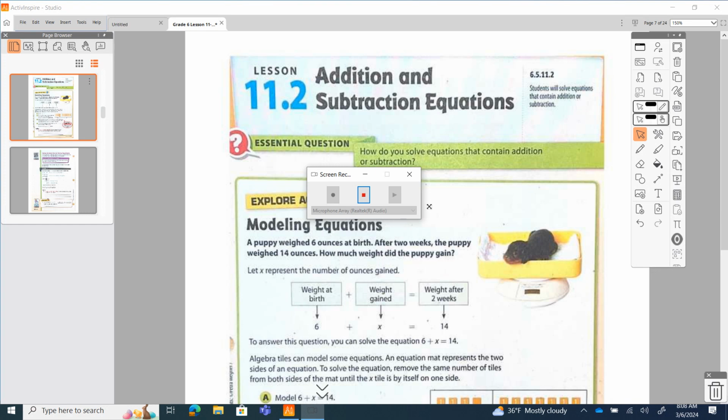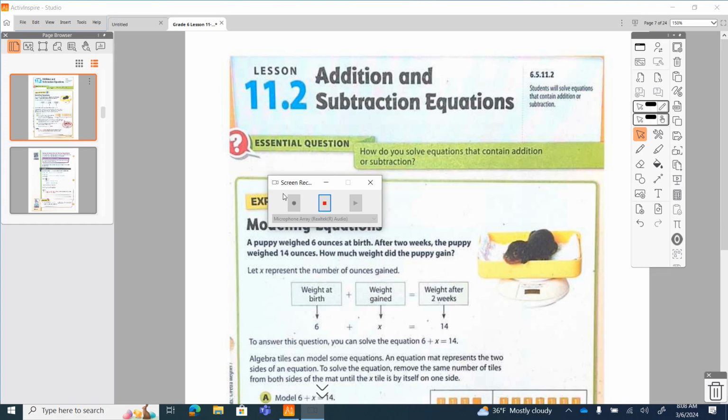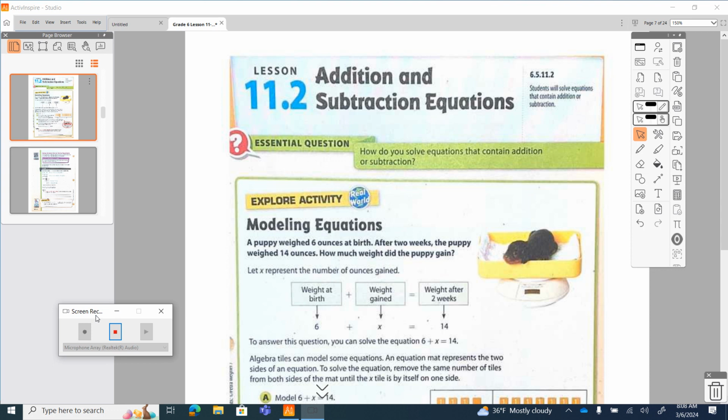This is try 2 at this video. You'll see it's a little bit later in the morning, it's 8:08. And we are going to go over solving one-step equations with addition and subtraction.